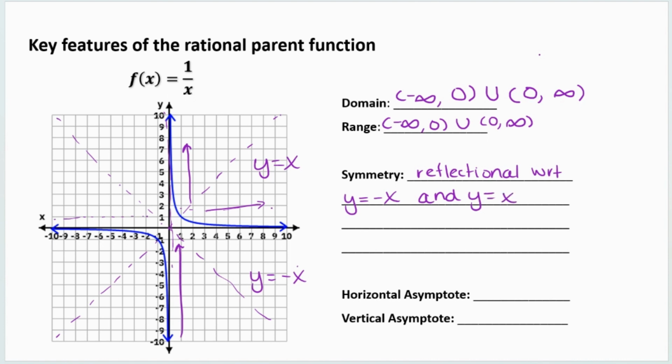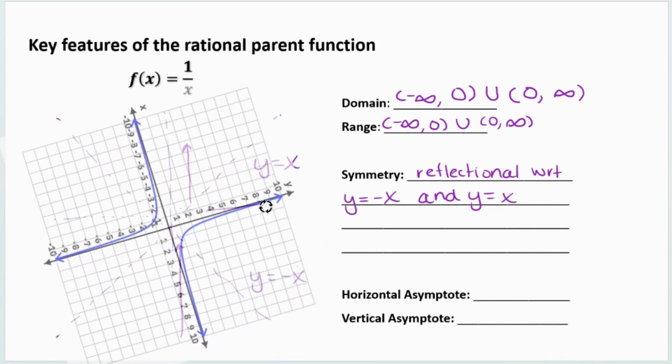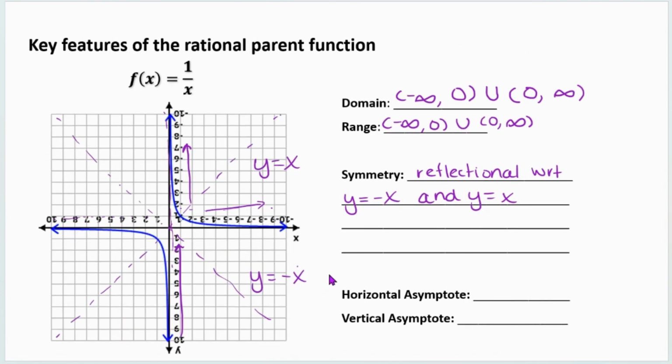This graph does also have rotational symmetry. So if I take this and rotate it about the origin, okay, notice that I can actually create the exact same graph. Okay, so we'll say that it has rotational symmetry about 0, 0. Okay, so lots of different symmetries going on here.